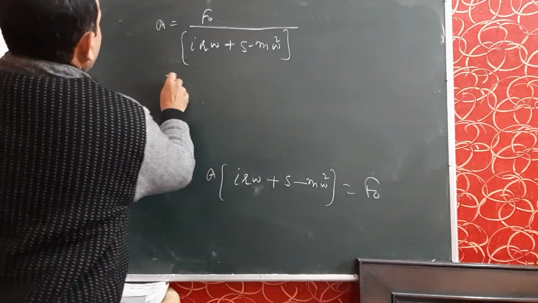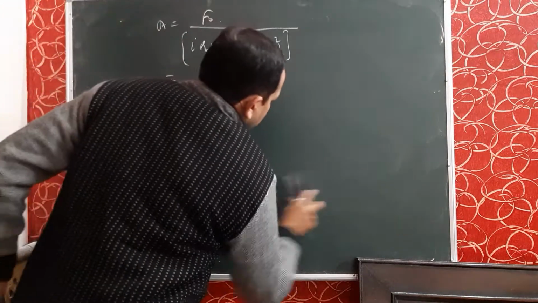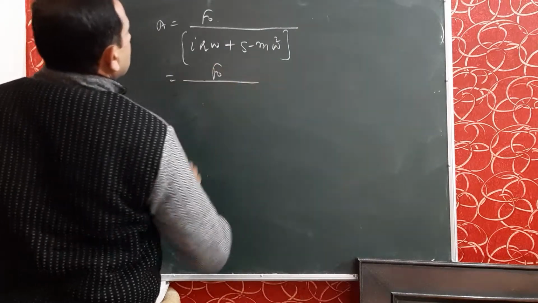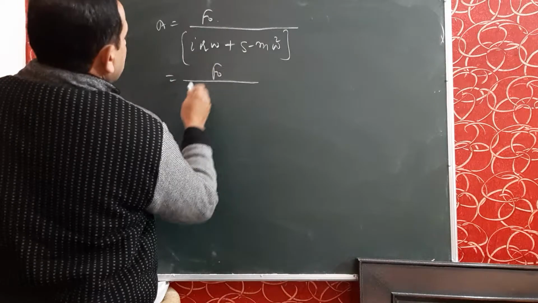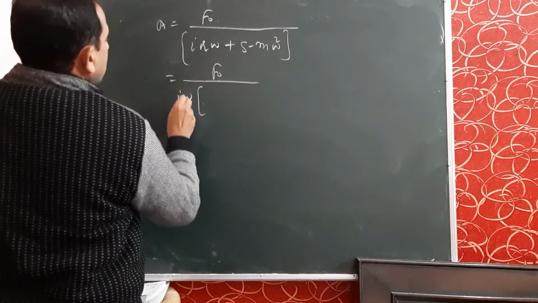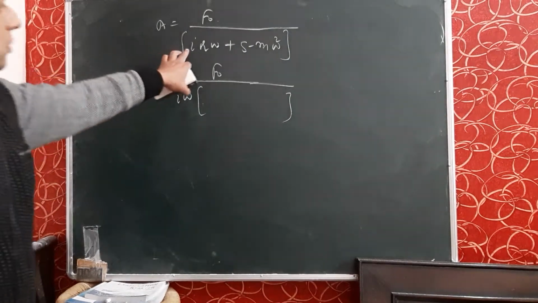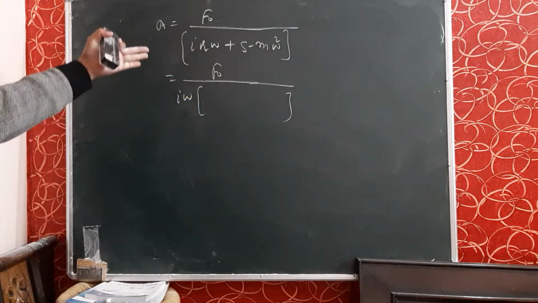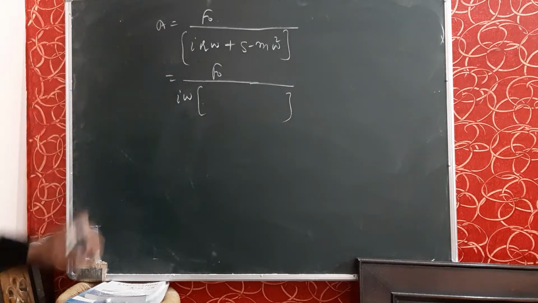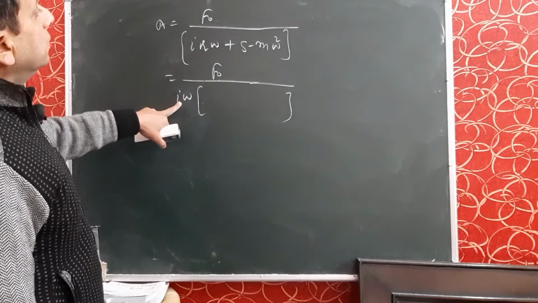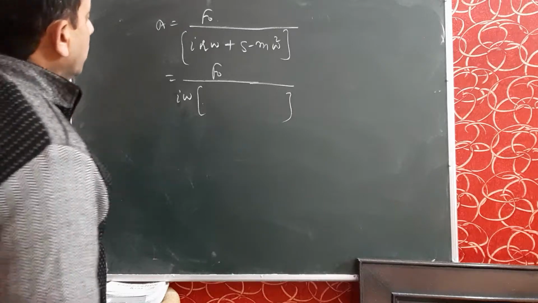Now, we will rearrange this denominator. We will take iota omega common from the denominator part. We know that iota omega is not common in the denominator as it stands, but it is a compulsory step, and we will take out iota omega as common.